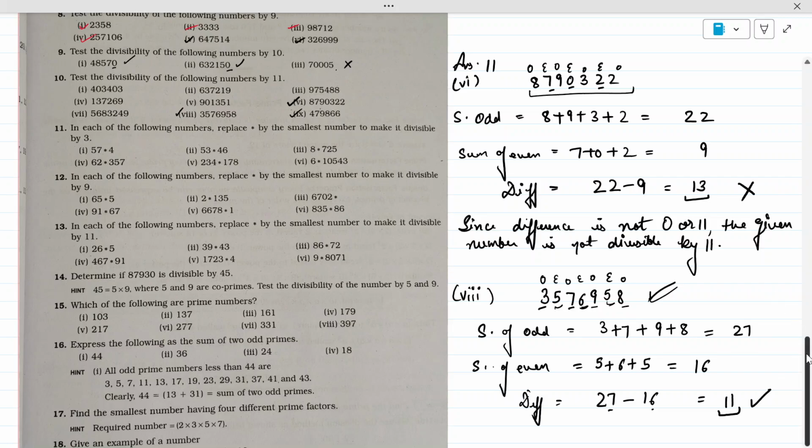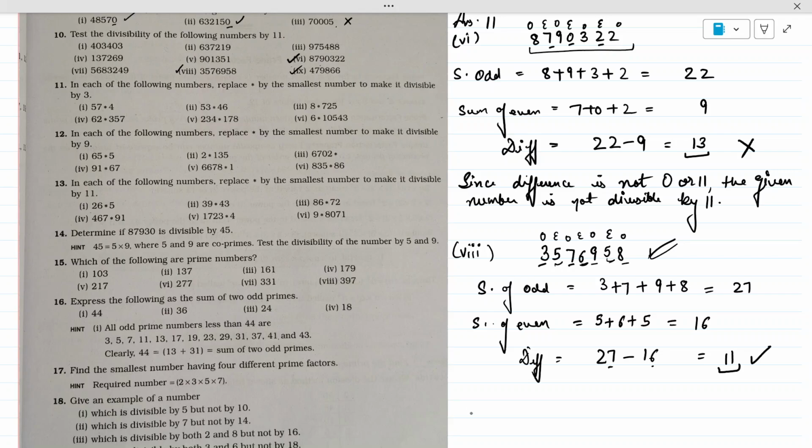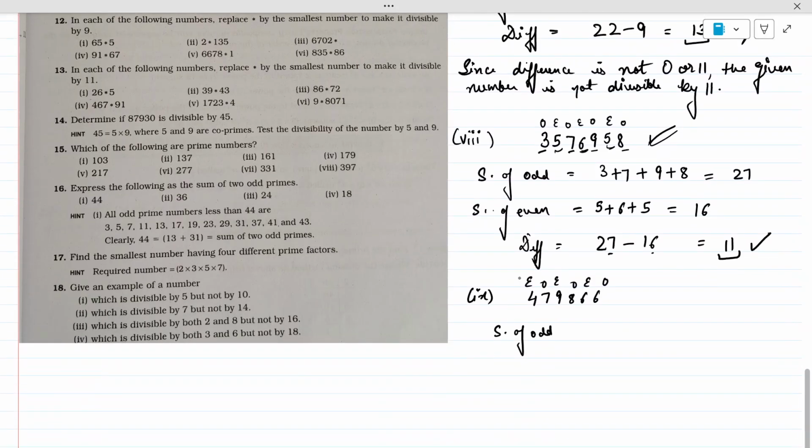Now, let us pick the next part. We have 479866. Again, let's mark odd, even, odd, even, odd, and even. And what we have to do is sum of odd first. Sum of odd is 7 plus 8 plus 6. So this is 15. 8 plus 7 is 15, plus 6 is 21.